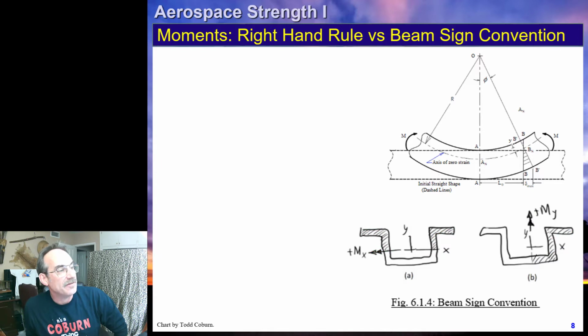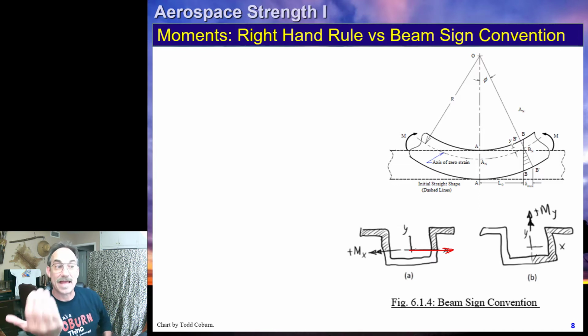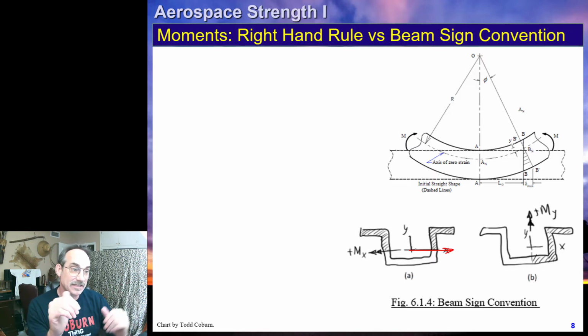This is beam sign convention. You'll notice if this had been right-hand rule, since the x-axis is going that way, this would have been a positive moment. But for beam sign convention, that drives a frowny face bending in our case. Smiley face bending gives us a positive moment.